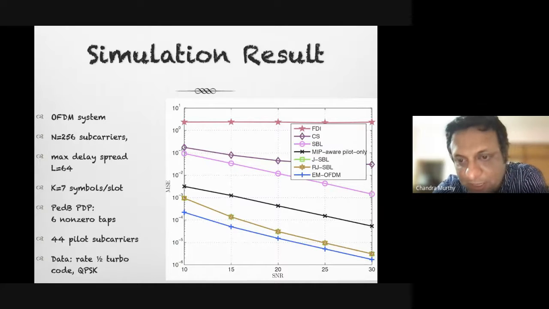Because the joint SBL algorithm at some point is able to recover the support correctly, it's as if it actually knows the support, and then it is using all the data subcarriers and the pilot subcarriers to estimate the channel. So it's able to actually achieve much better performance than even the Genie-aided channel estimator, which is aware of the locations of the non-zero taps.